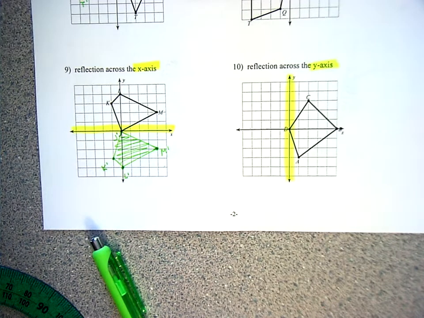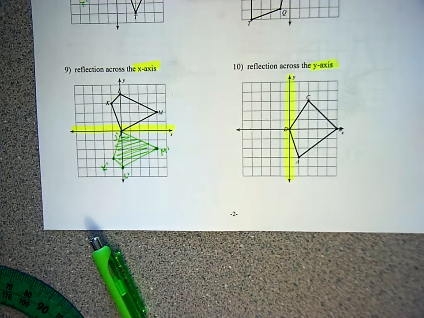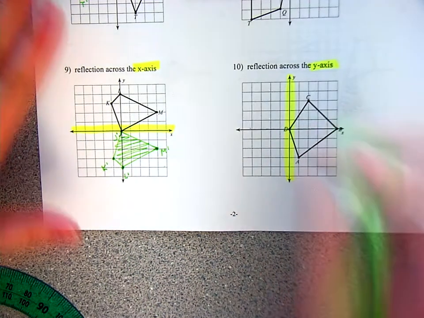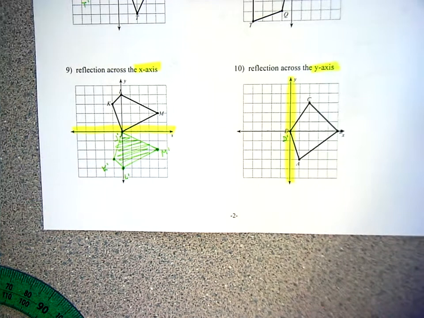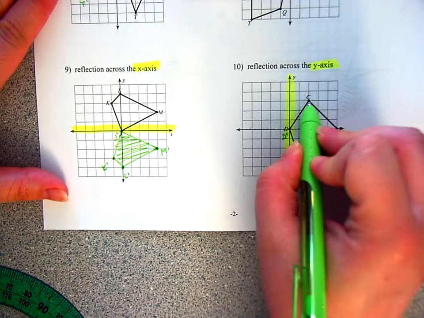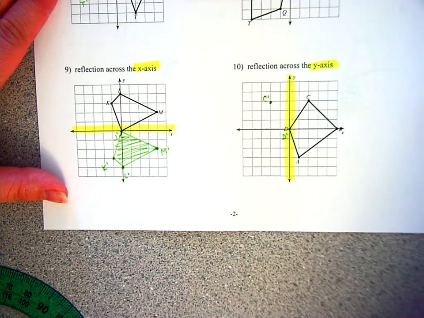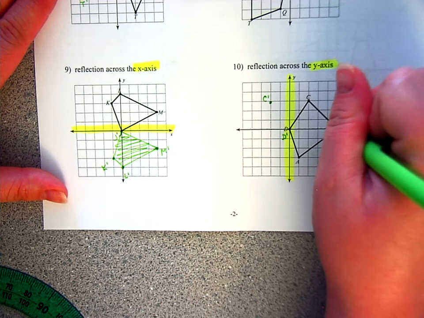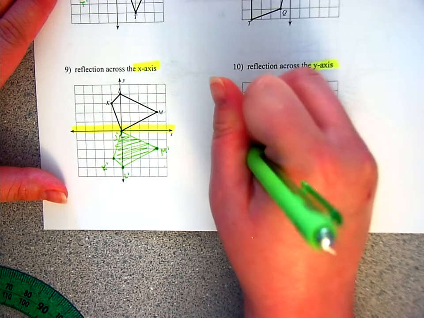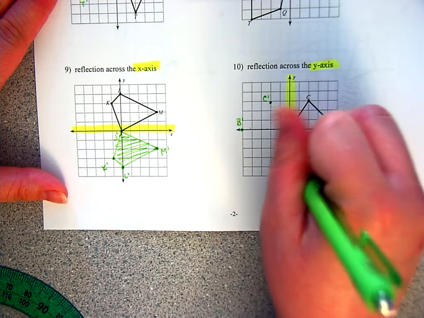Same rules apply. My points have to be the same distance apart. So D's on that line of reflection, so D prime is that same point. C goes to the right 2, so C prime is going to go to the left 2. B goes to the right 5, so B prime is going to go to the left 5. A goes to the right 1, so A prime is going to go to the left 1.